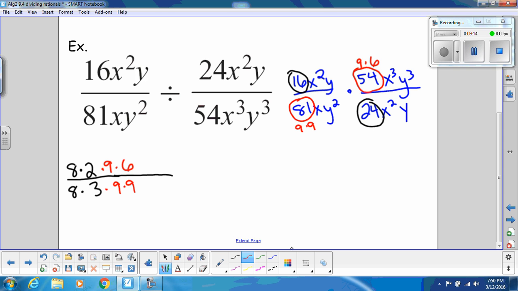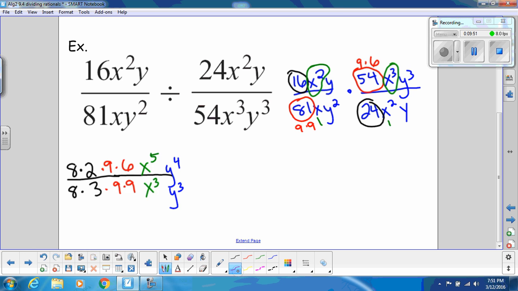Alrighty, so we've got the numbers done already, so let's look at the variables. I'm looking at the x's right now. X squared, x cubed, that's going to be x to the 5th. And then x, 1x and x squared, that's x to the 3rd. And then my y's, I have y and y cubed, so that's y to the 4th in the numerator. And then y squared and y, that's y to the 3rd.